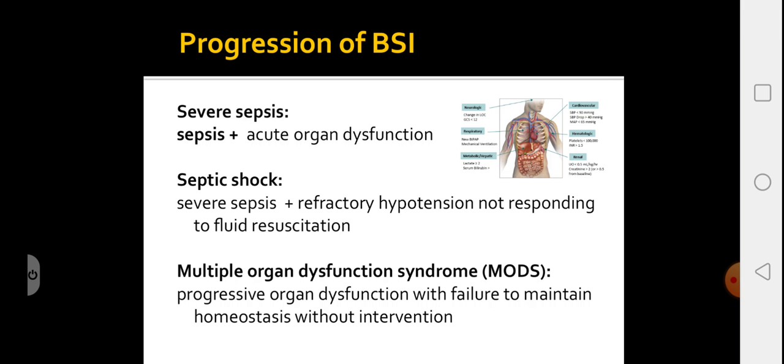What is septic shock? It is severe sepsis along with refractory hypotension, the hypotension which is not responding to fluid resuscitation. So we need to give vasopressors or steroids. Septic shock, if untreated or unmanageable, finally leads to multi-organ dysfunction syndrome and even death.